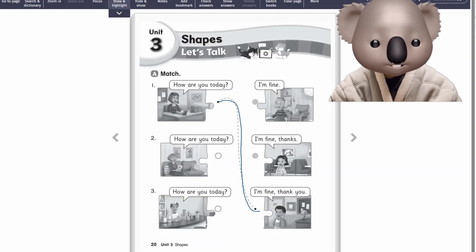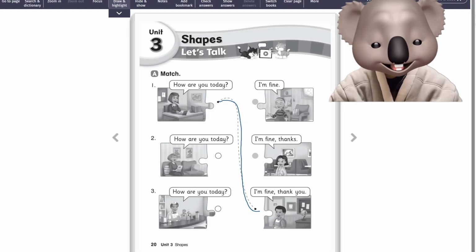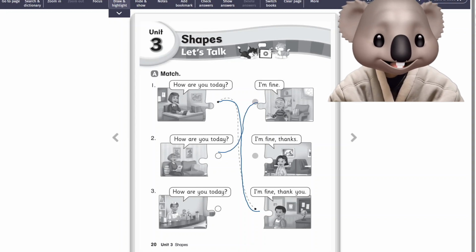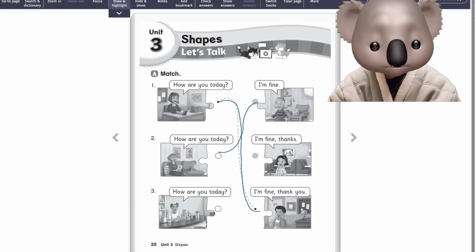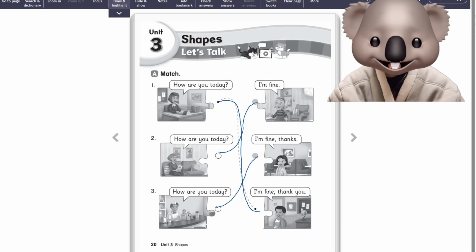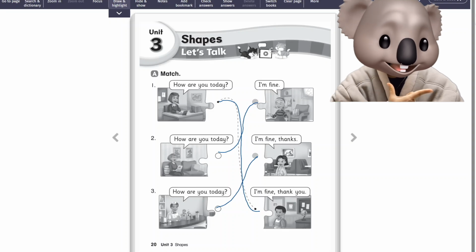In number 2, we're going to do the same thing. How are you today? This person looks like she's at home. So let's find the answer where the person is at home. How are you today? I'm fine. And number 3. How are you today? This person looks like they're in a restaurant. I'm fine, thanks. Check your answers and we'll move to the next page.